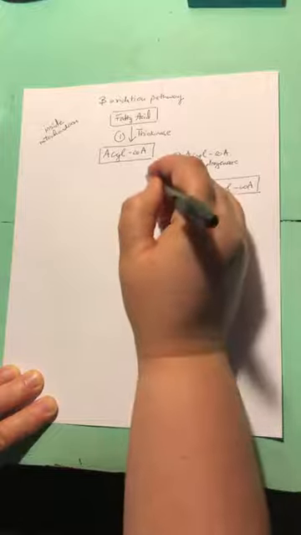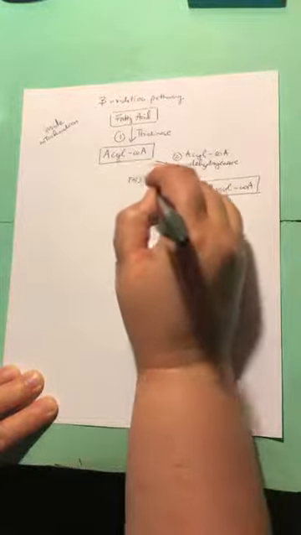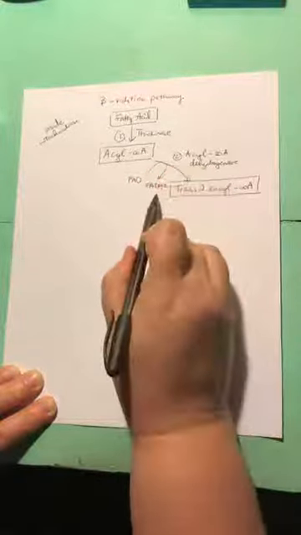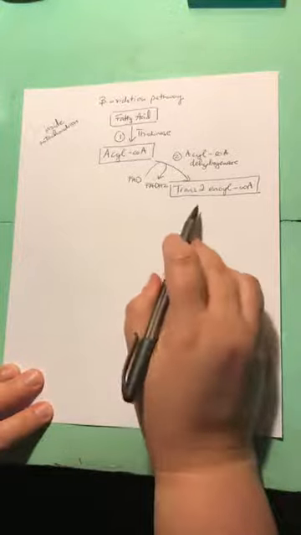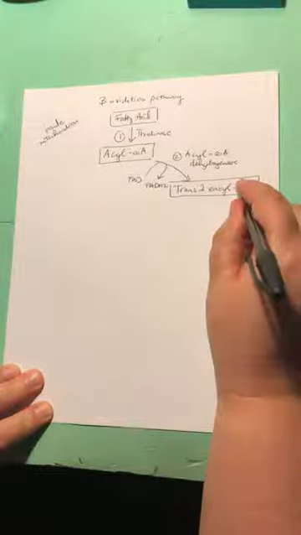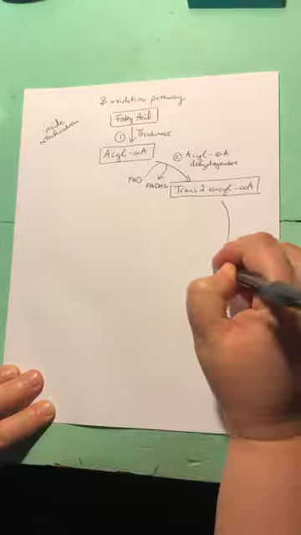You also need some reducing power here, so you're going to have FAD play a role here. FAD comes in and picks up 2 hydrogens to become FADH2. So this is step number 2 to form a trans 2 enoyl CoA from an acyl-CoA. Then we continue with step number 3.